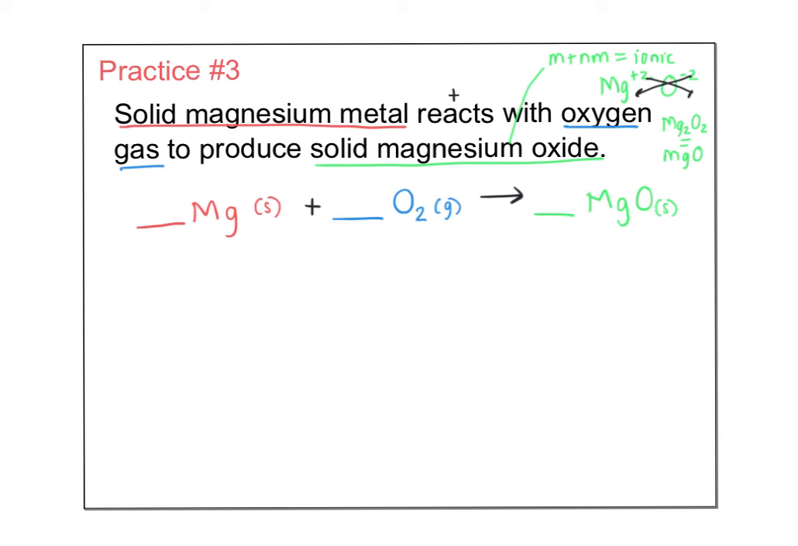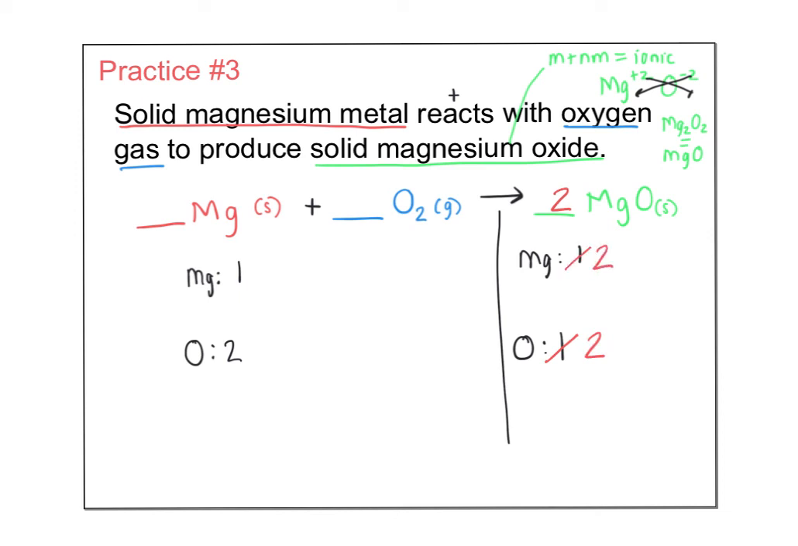Now that we have everything ready, we can start to balance. I have magnesium on this side, and there's 1. I have oxygen on this side, and there's 2. I have 1 magnesium on this side to start and 1 oxygen. So the only thing that doesn't match is oxygen. So in order to make those match, I need to have 2 on this side. I add the 2, and that gives me 2 oxygens, but it also impacts the magnesium. Now there are 2. So how can I fix that? Well, I can fix that by putting a big 2 in front here. So my balanced equation is 2, 1, 2.